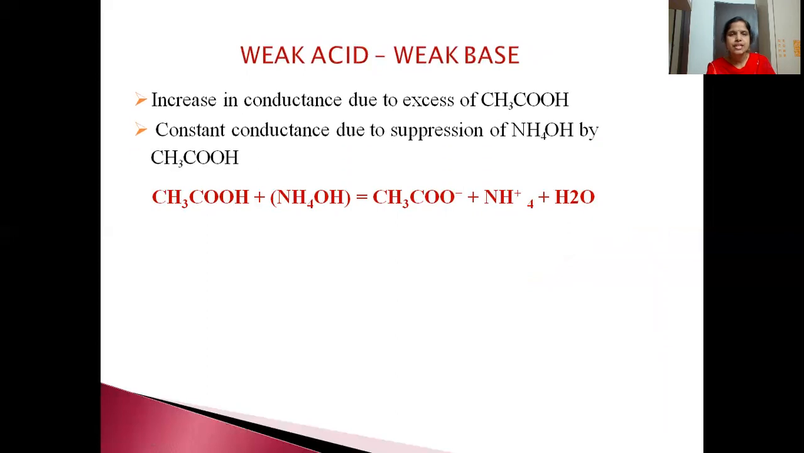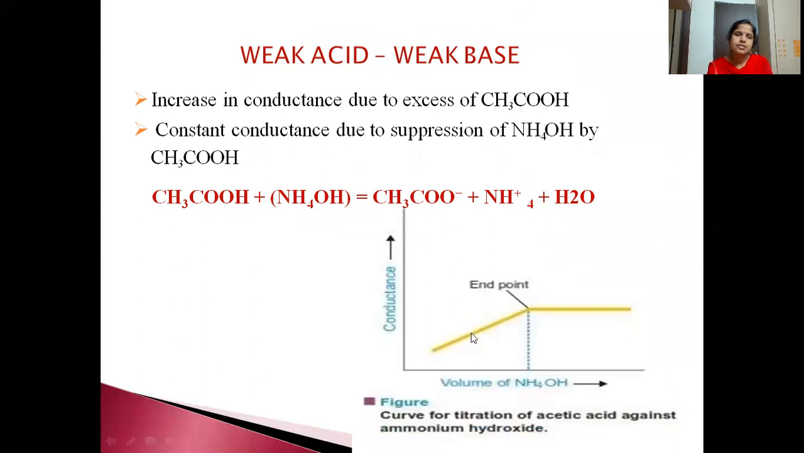The last type is weak acid versus weak base. Here the weak acid is again acetic acid, and the weak base is ammonium hydroxide. Again, an increase in conductance is first seen because of the excess of acetic acid which is present, and then the curve becomes constant because of suppression of ammonium hydroxide by acetic acid. The ammonium acetate which is formed is suppressing the ammonium hydroxide. That is the reason why we get a constant graph.